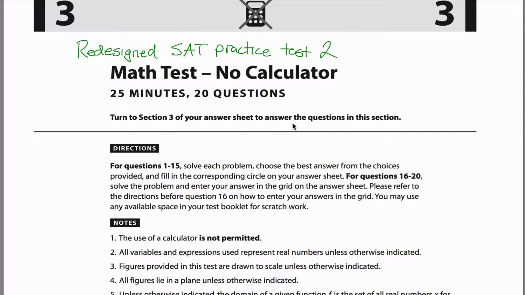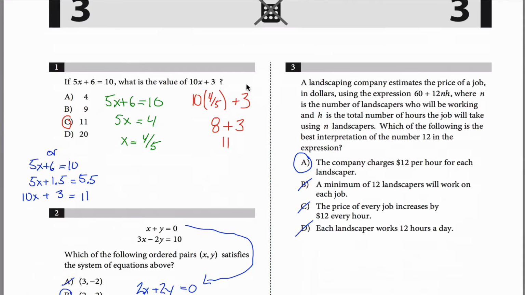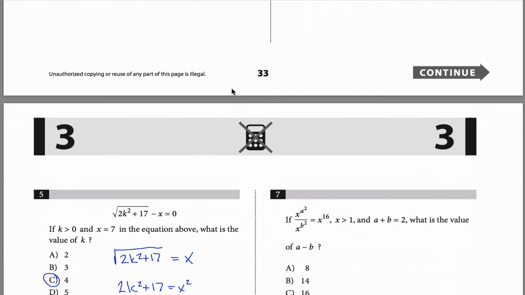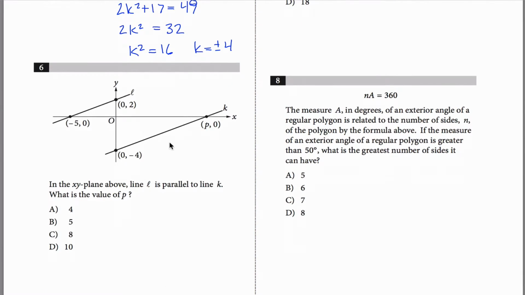All right, here's part two where I'm going to do problems 6 through 10 from section 3 of the second practice test, the second redesigned SAT practice test. Here's the first 5 problems that I already worked through, and then problem 6 starts here.